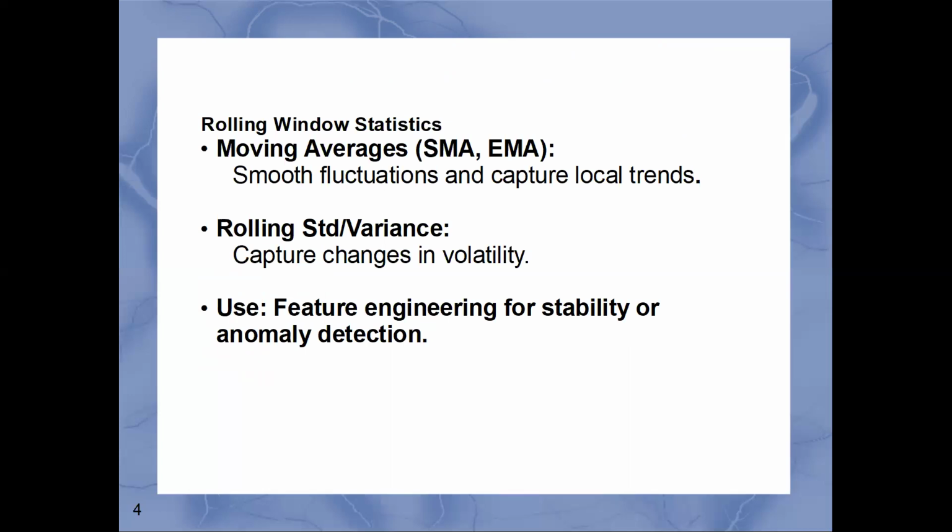We can also use things like rolling window statistics. So here we have a moving average, and this will smooth fluctuations and capture local trends. There's also rolling standard deviation and variance, and these capture changes in volatility. And these are used in feature engineering for stability or for detection of anomalies.